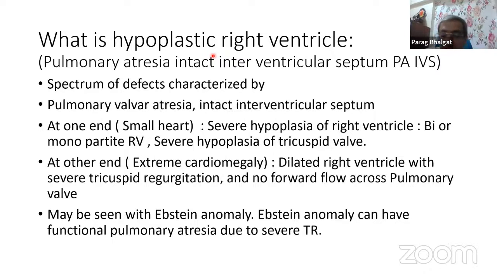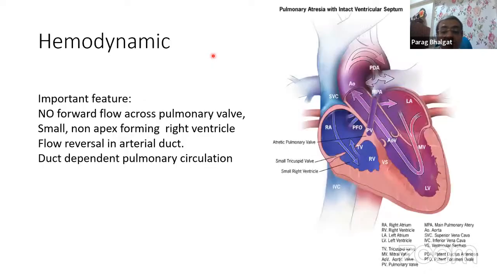Occasionally, I have seen a case at term where diagnosis is difficult. Demonstration of PR may be important. That leads to circular circulation in this case. So this is LA, LV, aorta, normal anatomy, and RA, small RV, small tricuspid valve, atresia of the pulmonary valve, small PA, and the flow reversal in the duct. Important feature is flow reversal in the duct. Okay, this is the important feature. No forward flow and flow reversal in the duct. No forward flow in the pulmonary valve, flow reversal in the duct.